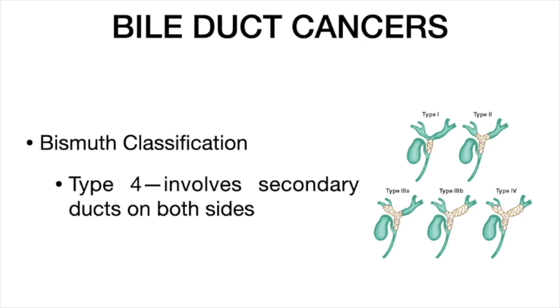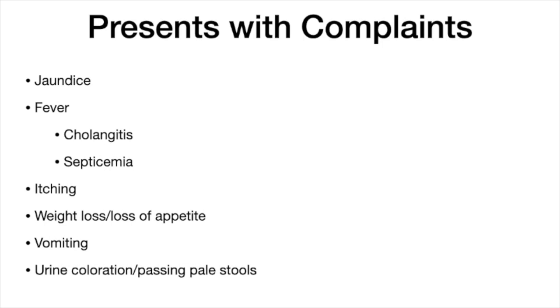Now let us see how to examine a case of obstructive jaundice. The common presentation will be jaundice and fever. It may be due to either cholangitis or septicemia. There may be itching, weight loss, loss of appetite, vomiting, urine discoloration, or passing pale stool.